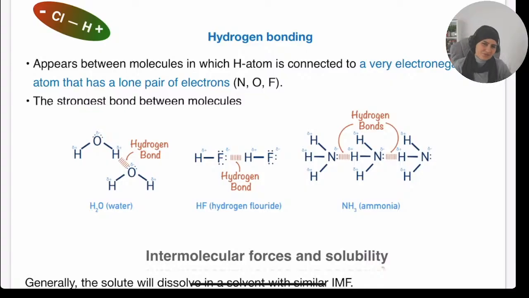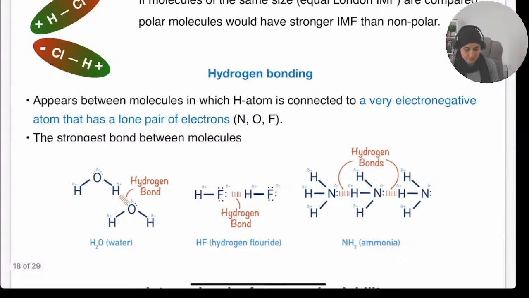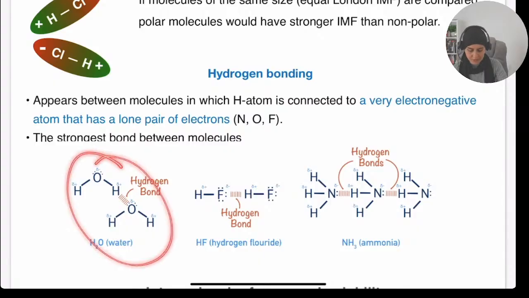It's essentially just like dipole-dipole, but a very strong dipole-dipole intermolecular force. So it appears between molecules which have a hydrogen atom connected to a very electronegative atom that retains its lone pair of electrons. In practice it must be N, O or F, and the N, O or F must have a lone pair. So for example, you would have hydrogen bonding between water molecules. Why? Because there is a hydrogen bonded to oxygen, and oxygen has a lone pair.